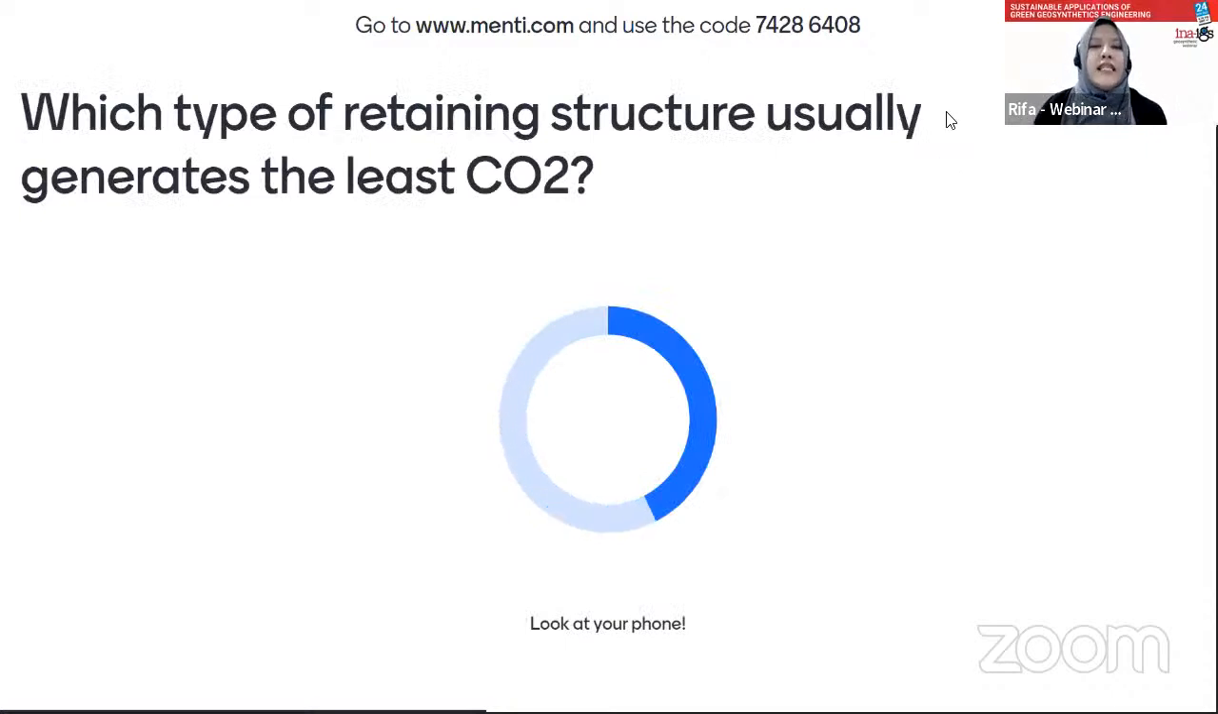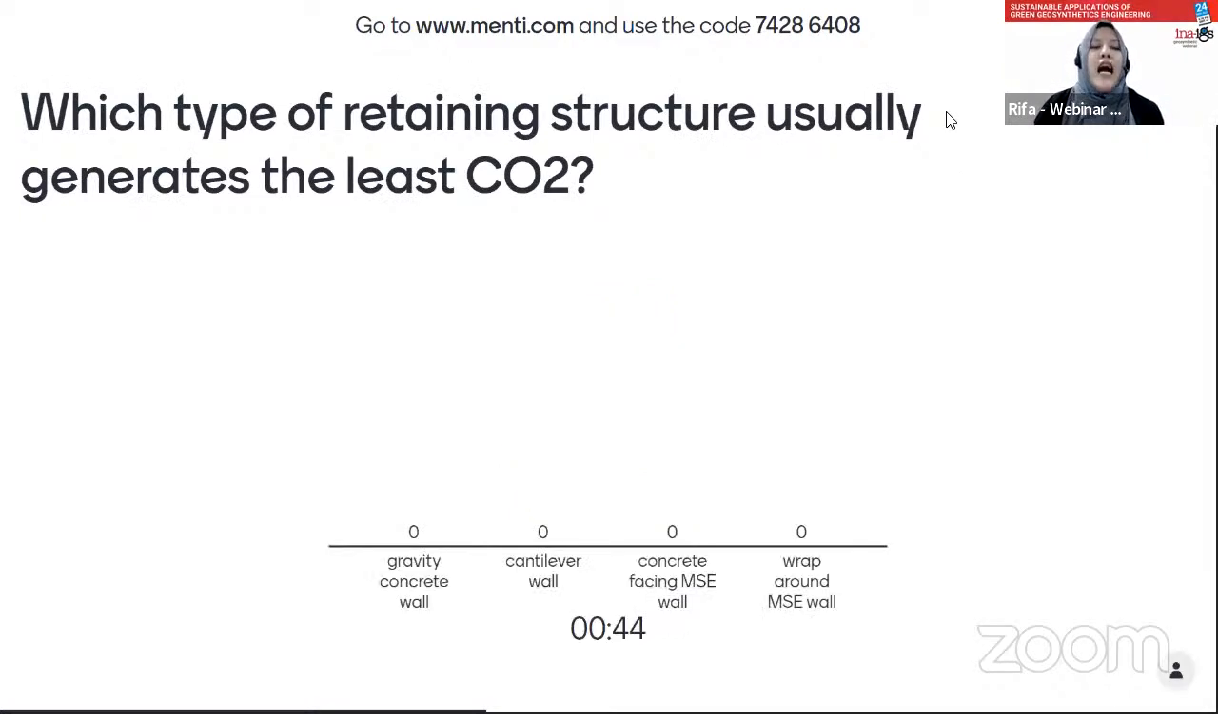Which type of retaining structure usually generates the least carbon dioxide? First, gravity concrete wall, or is it cantilever wall? Is it concrete facing MSE wall, or is it wraparound MSE wall? This is already explained by our speaker, Professor Nelson Chou. Is it gravity concrete wall? Is it cantilever wall? Is it concrete facing MSE wall? Or the last one, is it wraparound MSE wall? Sorry. Which type of retaining structure usually generates the least carbon dioxide?